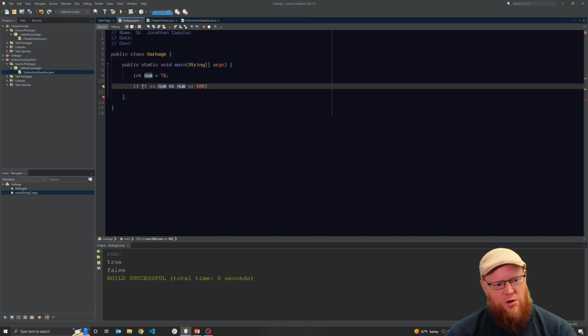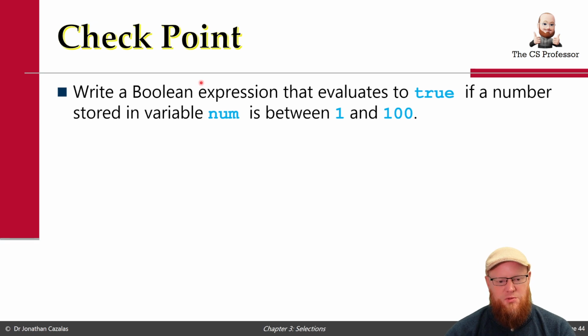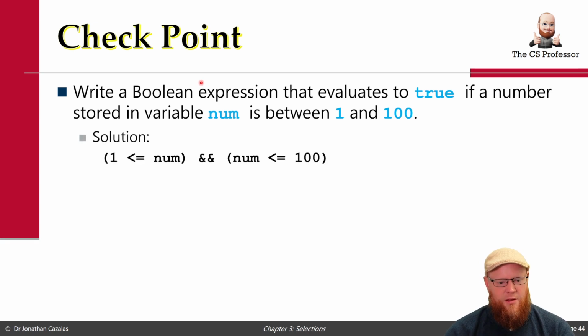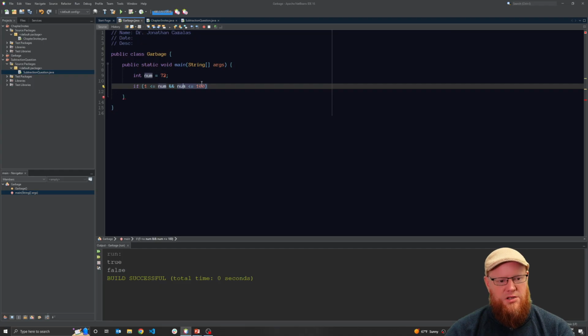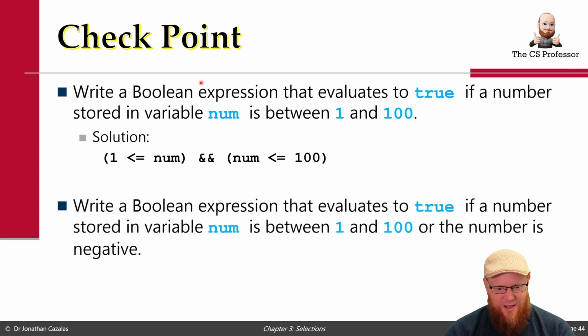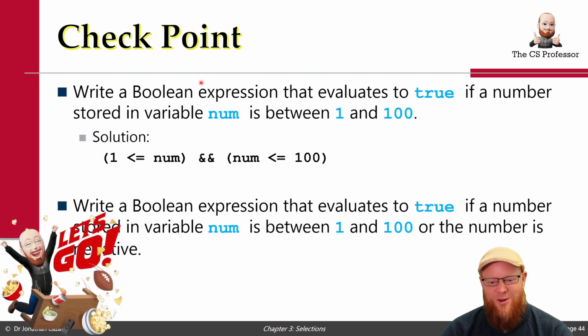So we're saying that num is greater or equal to 1. So 1 is less than or equal to num, and num is less than or equal to 100. This would be a Boolean expression to solve that. And that is what I just coded. Cool. I got it right.